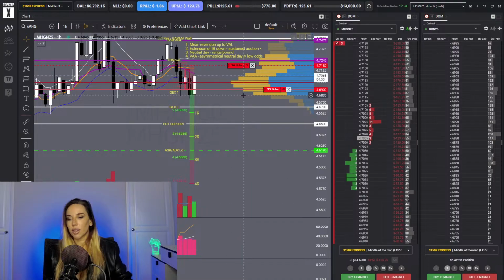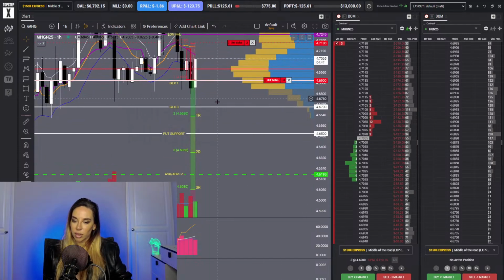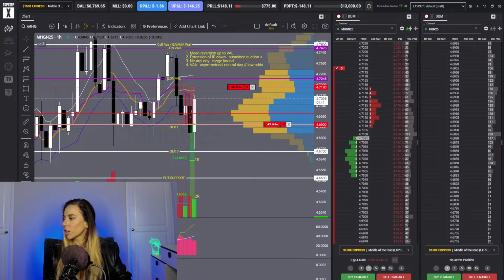Ah, yes, we're going into a neutral day. Let's see what happens here. I'm going to leave this to touch VWAP. I think it... oh man, this looks newsy. What's happening?